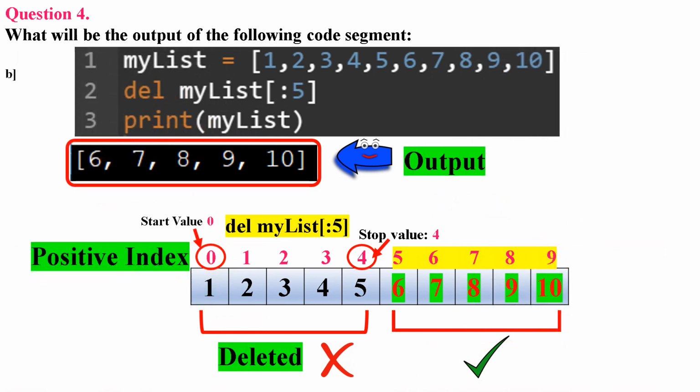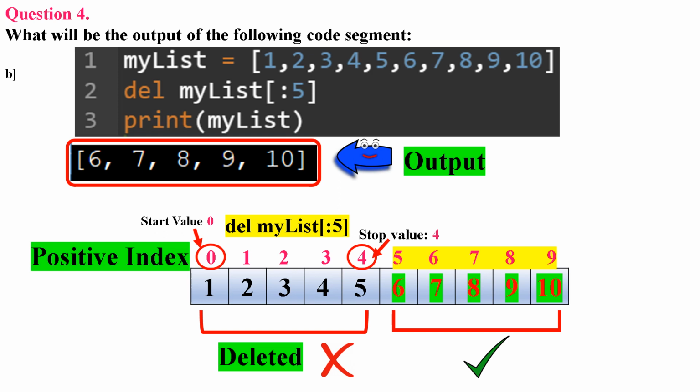Question 4. What will be the output of the following code segment? Subdivision B. Look at the Python code given. In line 1, here, you create a list called mylist containing the numbers 1 through 10. In line 2, this line uses the del statement to delete elements from the beginning of the list up to index 5, exclusive. Remember list of start : stop : step.